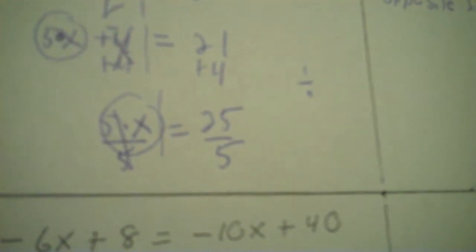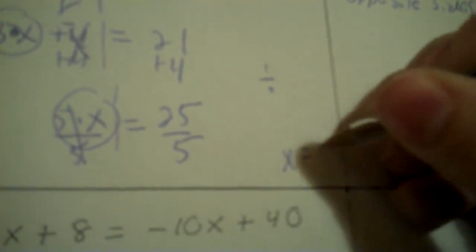Okay, 21 plus 4 is 25, and then if I have times, I need to divide by 5. 25 divided by 5 is 5.